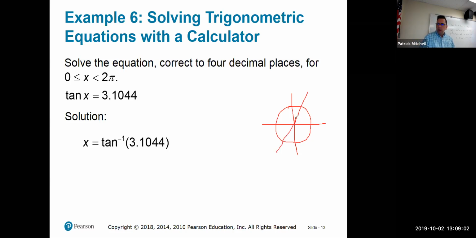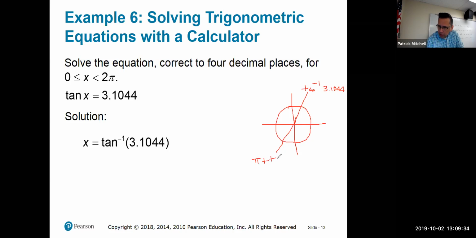So this angle, the one in quadrant 1, the value of that angle is literally inverse tangent 3.1044. Because remember, what comes out of an inverse trig function is an angle. And then the other angle will be that angle plus pi, right? Because we need to go down into quadrant 3.